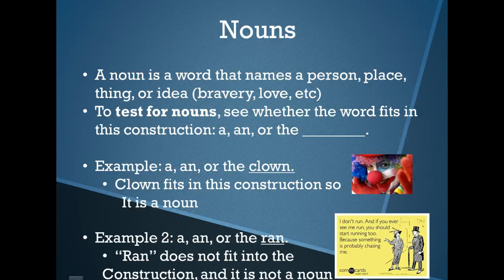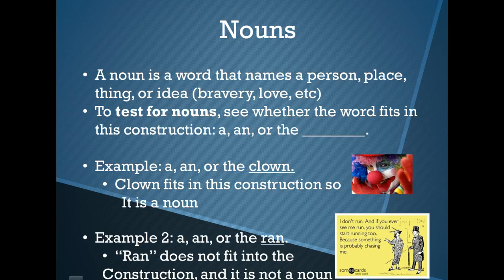So, first we're starting with nouns, which we've been talking about since probably the first grade. A noun is a word that names a person, place, thing, or idea. An idea is something such as bravery or love that cannot necessarily be assigned to a specific object. Okay, it's more of a concept or an idea.